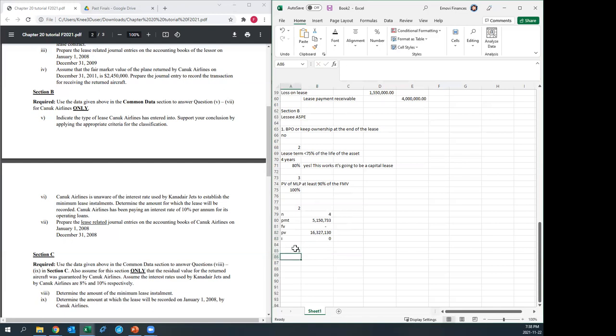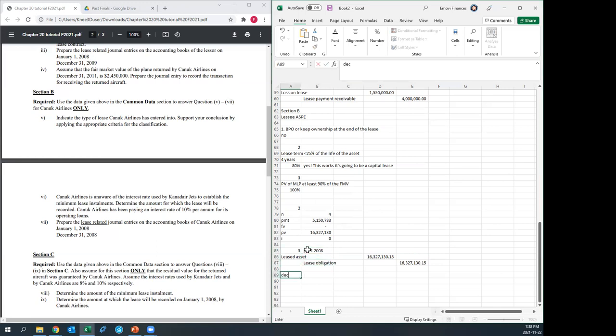Because next they ask us for the transaction for January 1st, 2008 and December 31st, 2008. So for the lessee, it's pretty simple. You put leased asset and lease obligation, and it's your PV amount here. And then this is for Jan 1st, 2008.